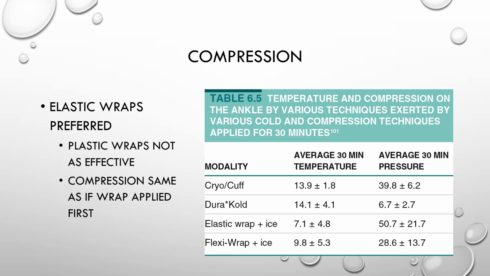Compression. Elastic wraps are preferred for compression. Research has suggested stretching the elastic wrap to approximately 75% of stretch as they're applied to the body part. Plastic wraps, such as Flexi Wrap, have not been as effective as ACE wraps in research. The compression should be the same as if the wrap was applied first to the injury.